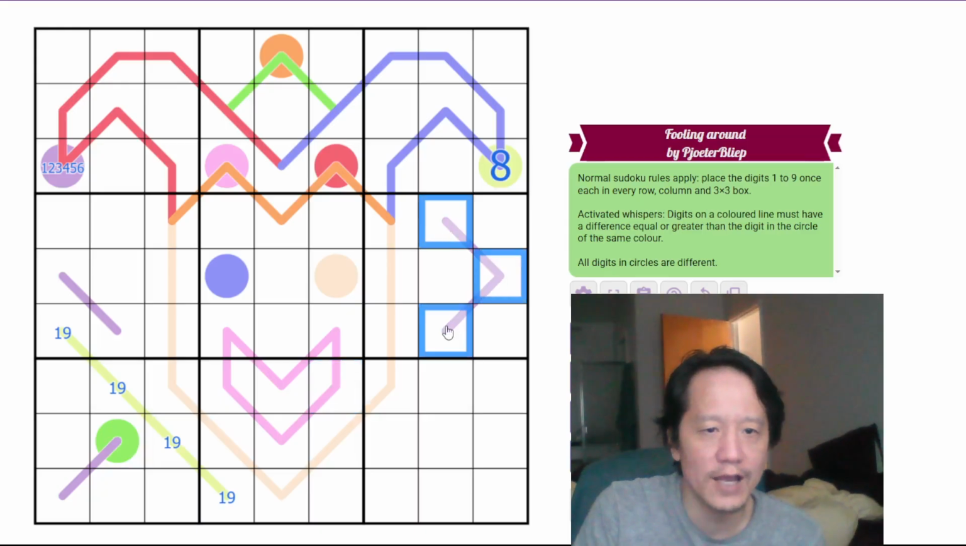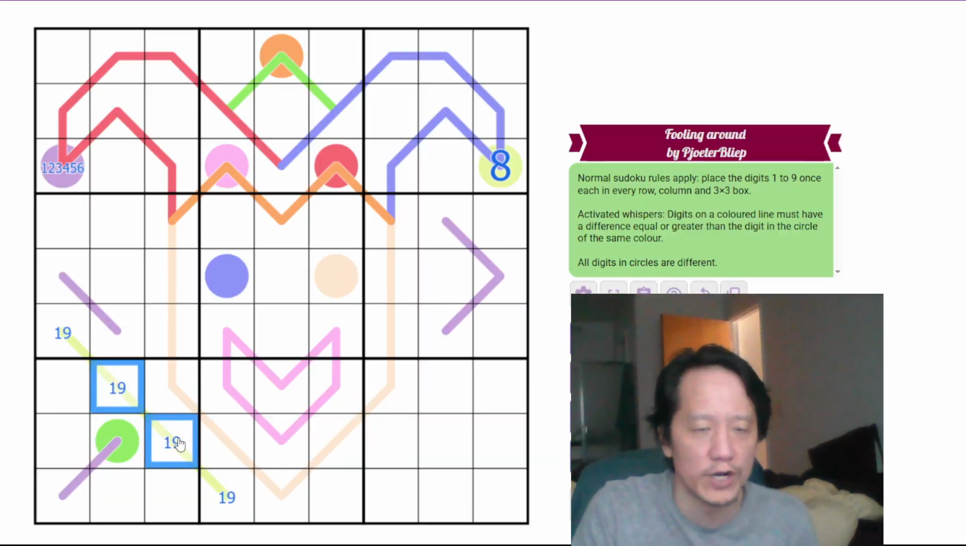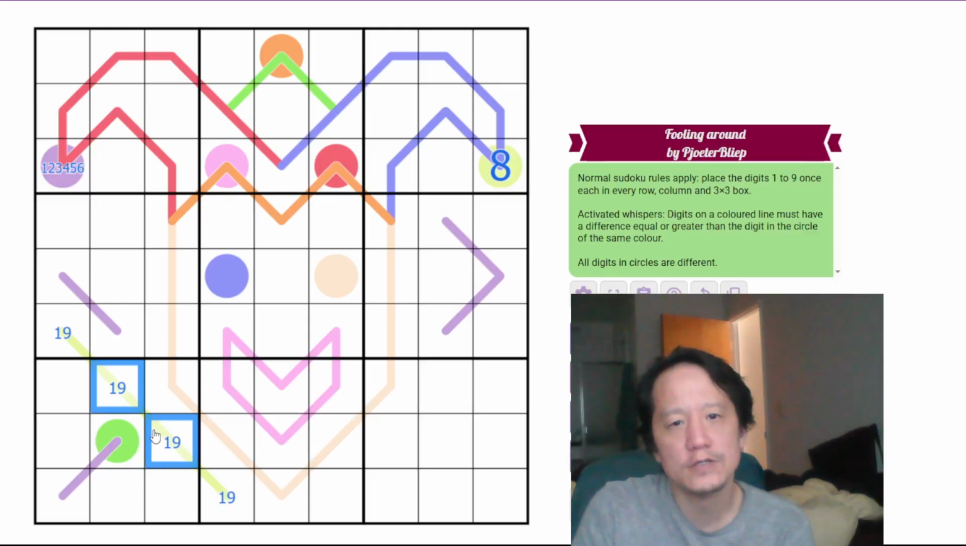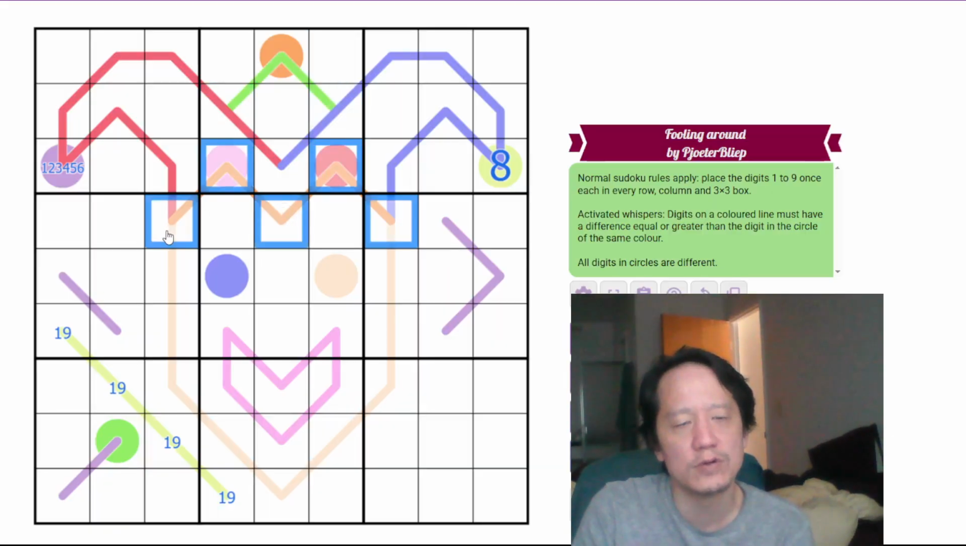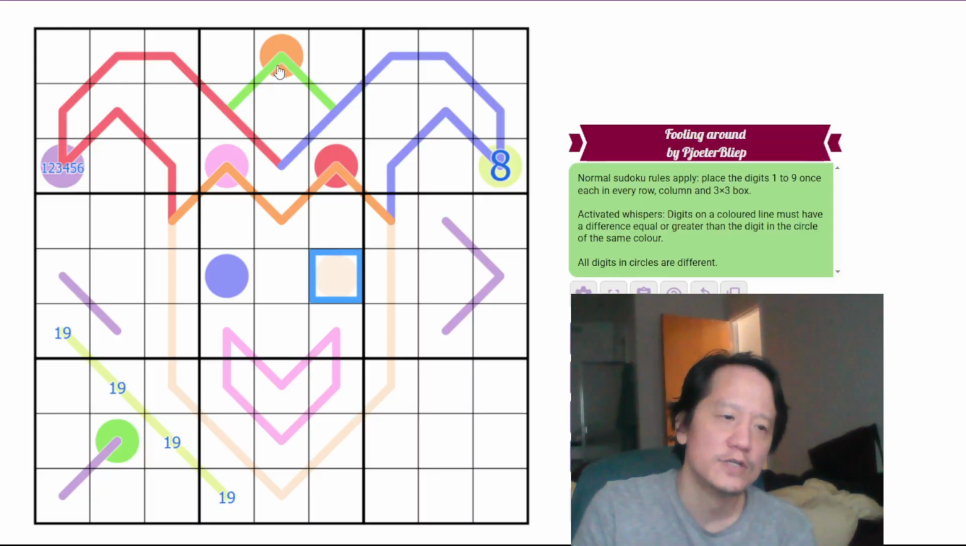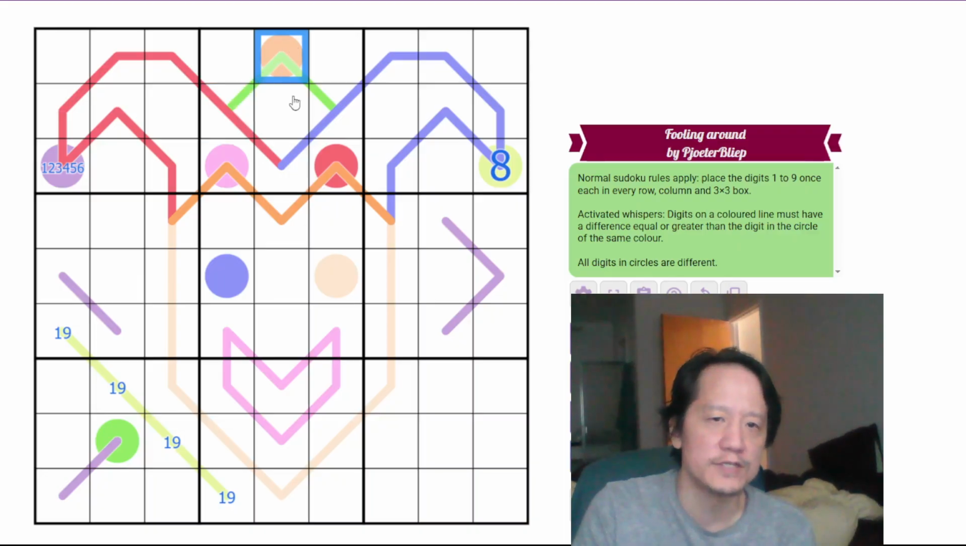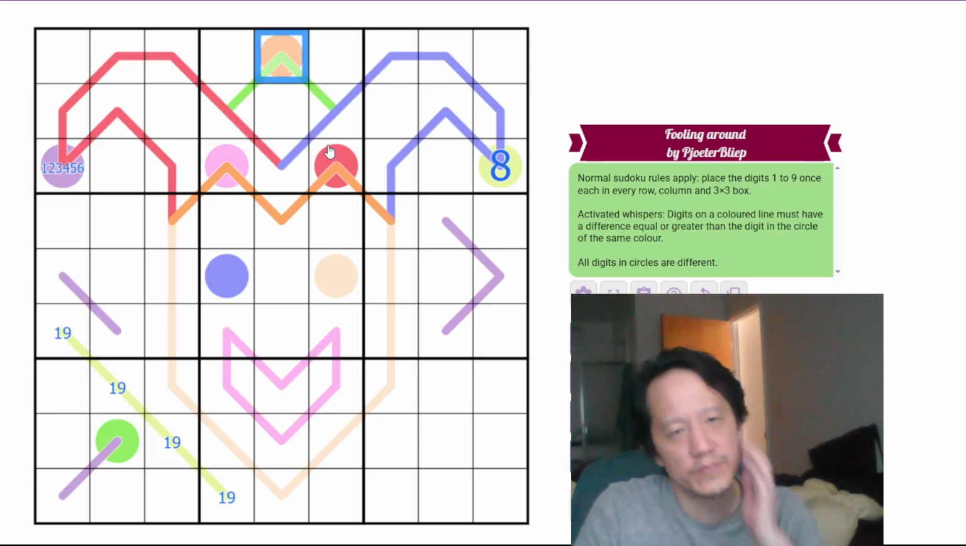So lavender cannot be it because it's 6 at most, and it cannot be 1 or 9 here because of the 1-9 pair in the box. So I think it has to be green. It could be orange, possibly. Maybe orange works. Oh, but if that's the case, so if it is green, this has to be 1 through 6. I guess that's possible.